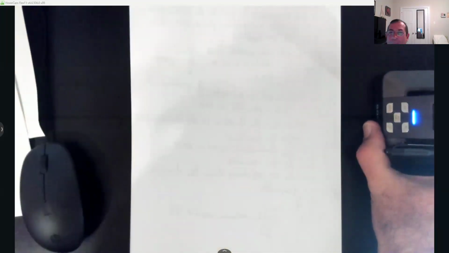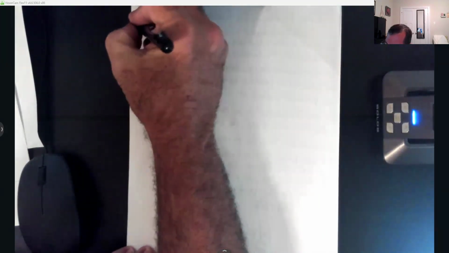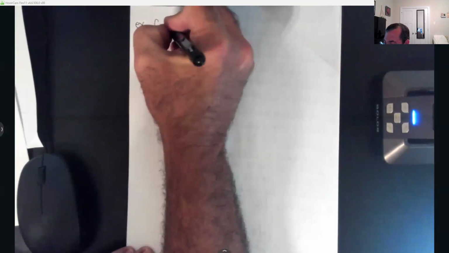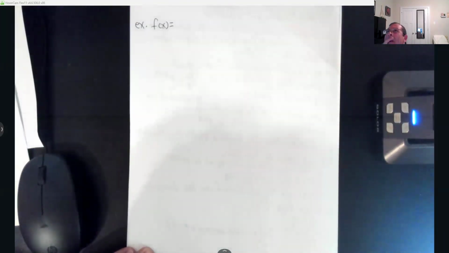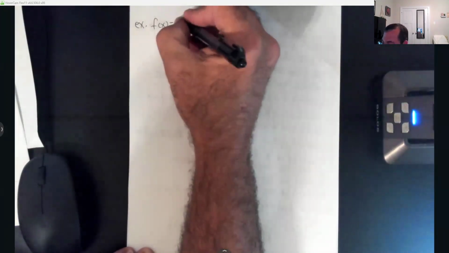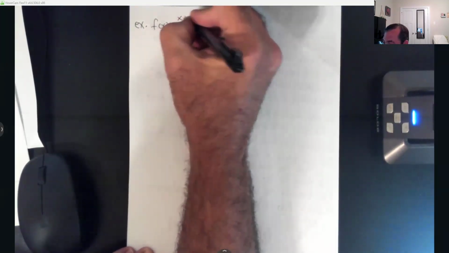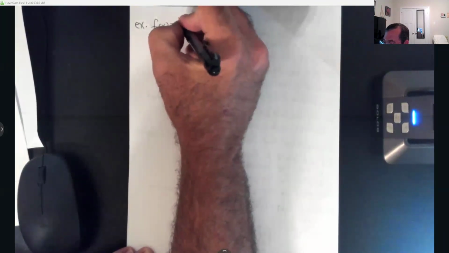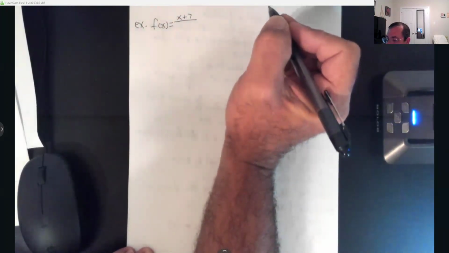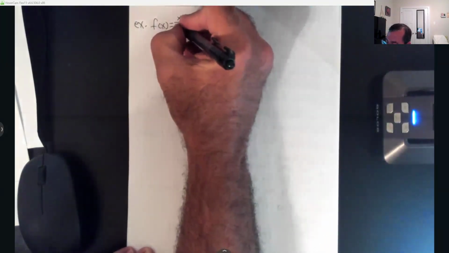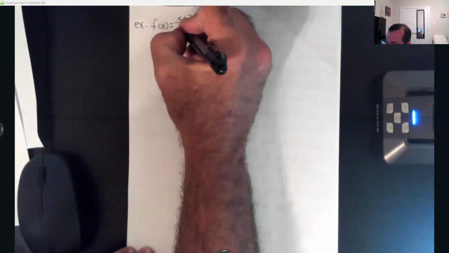All right, so let me play off another one before I hit their examples. How about this? F of x equals x plus 7 over 8 minus x.